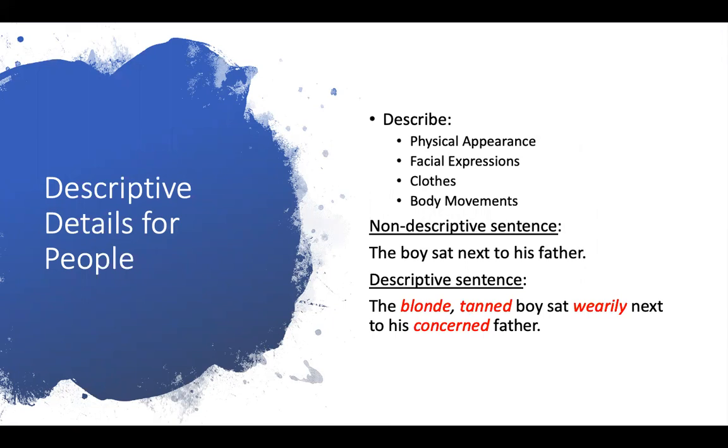Here is a descriptive sentence. The blonde, tanned boy sat warily next to his concerned father. Not only does this tell how the boy is feeling, it gives us descriptions of how he looks and what facial expressions the father has.